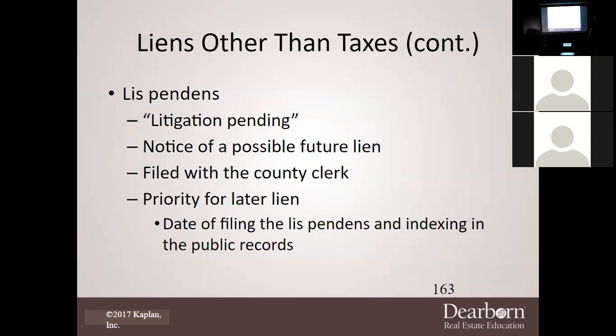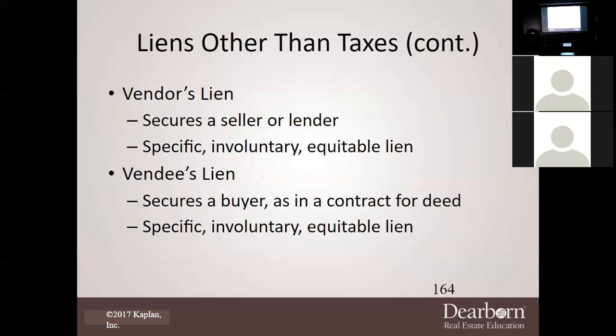The priority for a later lien would be at the date of the lis pendens and indexing of the public record. Okay. A vendor's lien, of course, secures a seller or lender, and it is a specific involuntary equitable lien. A vendee's lien is secured by a buyer as in a contract for deed. Okay, if you remember that, that's where you're buying the deed. And again, it is a specific involuntary equitable lien.